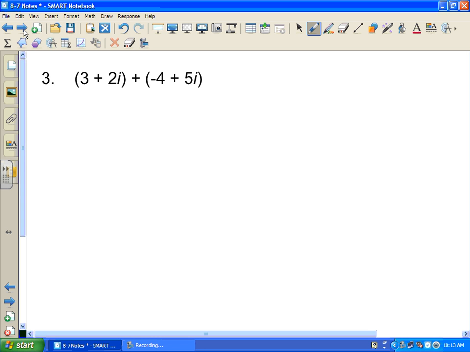Okay, 3 plus 2i plus negative 4 plus 5i. This is where some people get confused, but if you think of this as a different kind of problem, you've already done this. You know how to do this. All we're doing is adding like terms. It's just like if this said 3 plus 2x plus negative 4 plus 5x, everybody in here could do that. And that's all you're doing. It's the exact same thing.